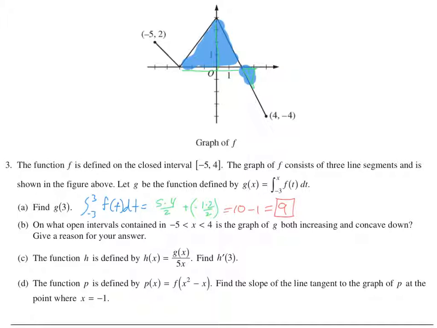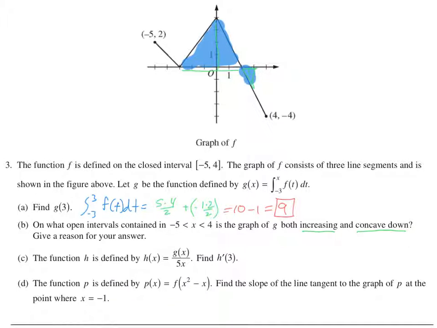What if it asked for g prime of 3? That's another question, but that's not this one. Next problem. On what open interval contained in this is the graph of g both increasing and concave down? So increasing and concave down. And it wants a reason for your answer.